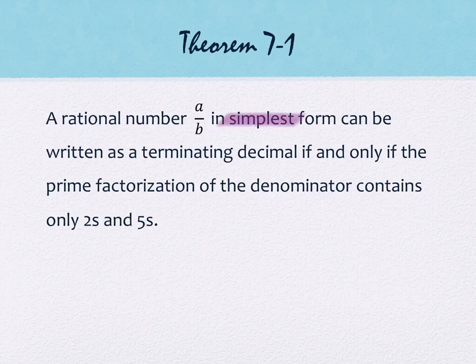The first is that it's in simplest form. So whatever your fraction starts out in, you've got to put it in simplest form first. Don't start factoring and looking at denominators right away. First, simplest form. And the second thing is it says only 2's and 5's, which does not mean that it has to have 2's and 5's. It simply means it can't contain anything else. So no 3's, no 7's, right? Nothing like that. It can only contain 2's and/or 5's, nothing else.